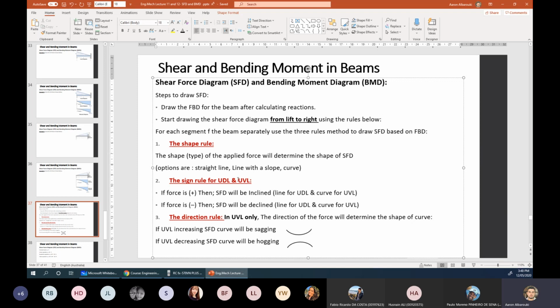The answer you get from here, that's what will tell you the direction. Is it inclined or declined? The answer you get from here will tell you whether the curve is facing up or facing down. Is it a sagging curve or hogging curve? That's it, guys. If you follow these 1, 2, 3 questions, no matter what shear force diagram or bending moment diagram you're up against, that will solve it all for you.